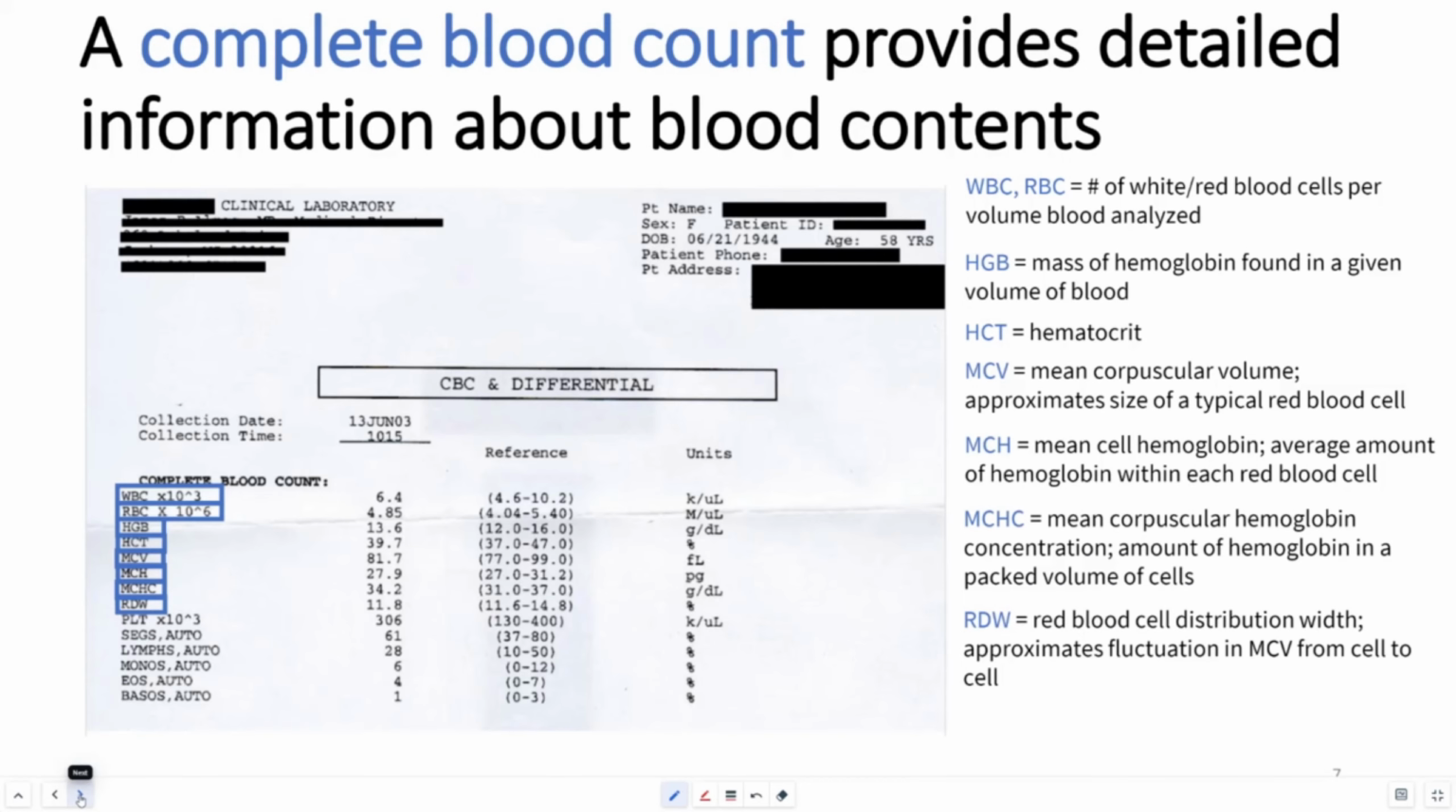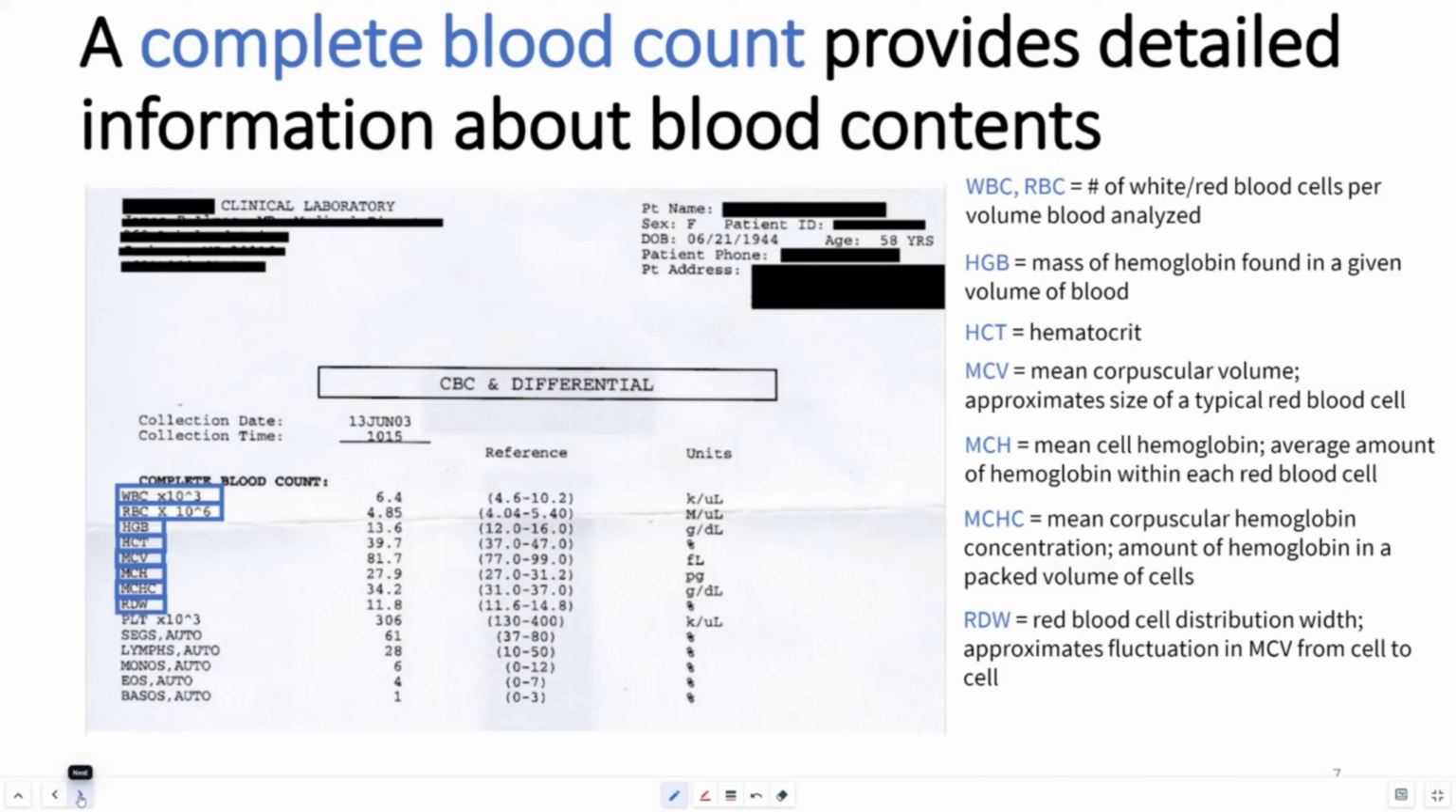A complete blood count provides a detailed panel of information about a person's blood sample. Here are some of the key metrics in a complete blood count analysis. WBC and RBC, these are the number of white blood cells and red blood cells per volume of blood analyzed. You'll see that the reference range is about 4.6 to 10.2.